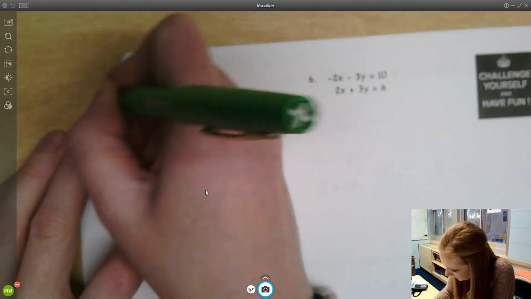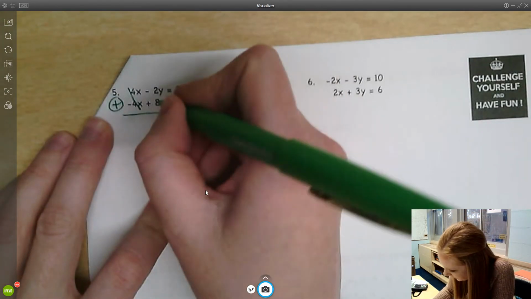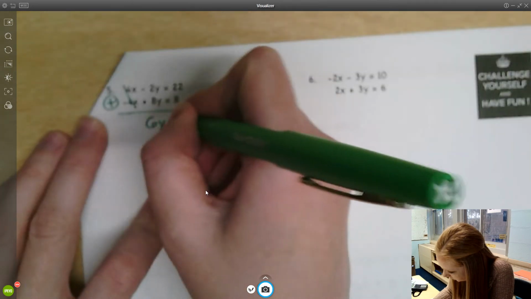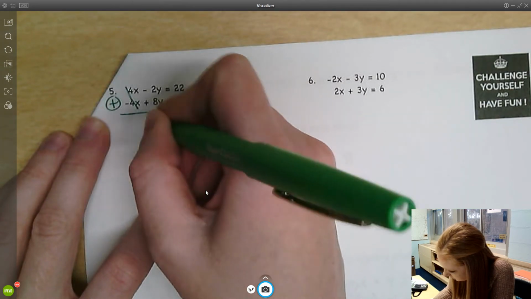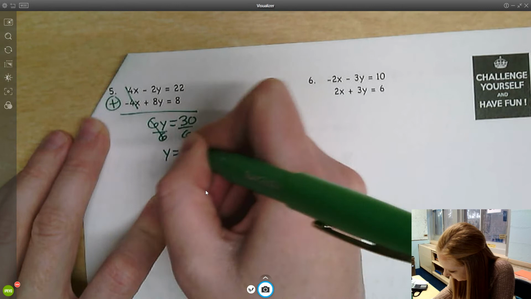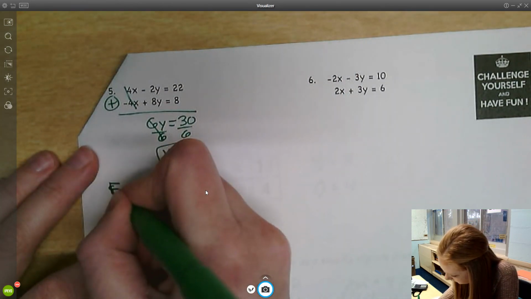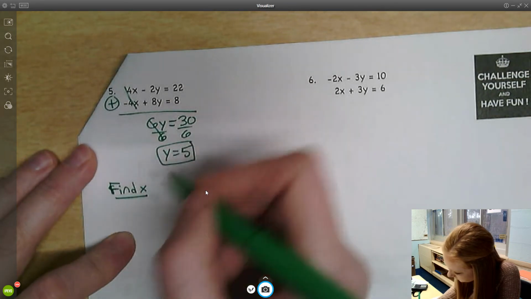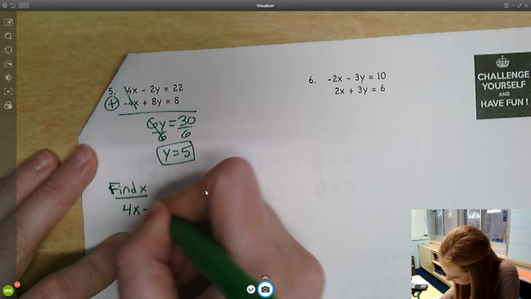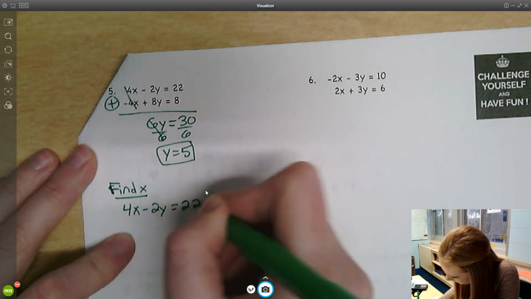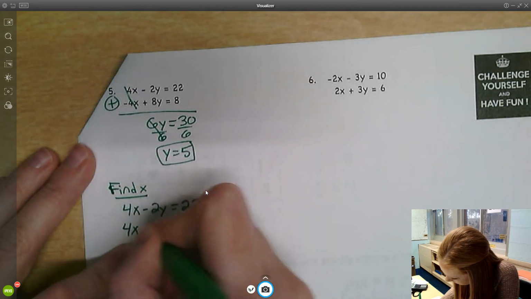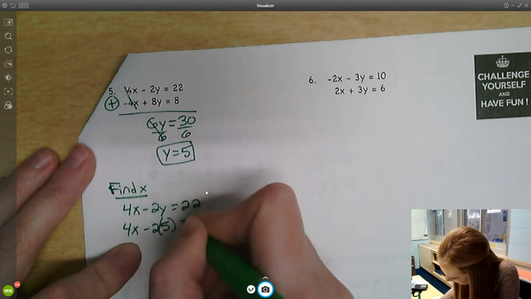For this one, when we add our equations together, our x's are going to cancel out, and then we're going to be left with 6y equals 30. Divide both sides by 6, and we get y equals 5. Now let's go back and find x. So I'm going to rewrite one of the originals. I'm going to plug in my 5 for y.